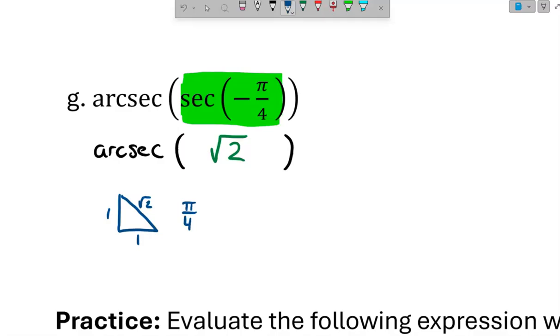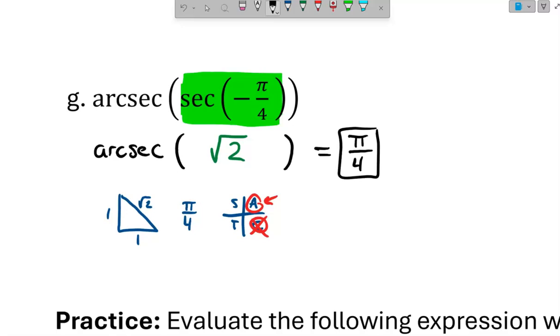So pi over 4 is my reference angle. It is positive in quadrants 1 and 4. But for the secant function, we're only going to accept the quadrant 1 answer. And so the final solution to this is pi over 4. So you will notice that we did not get negative pi over 4. We got positive pi over 4. And that was due to the domain and range restrictions of these trig functions and their inverses.